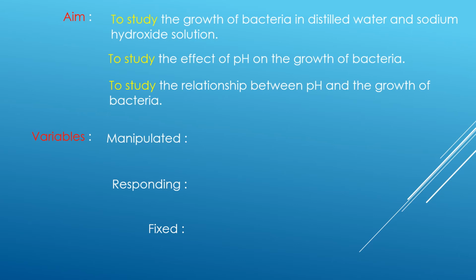Choose the correct variables to answer as asked in the question. Let us see the manipulated variable in this question. The answer is pH. If you cannot recall the word pH, you can write the different materials that have been used in the experiment. They are distilled water and sodium hydroxide solution. Remember, here the word you have to use is and, not or. For the responding variable, the answer is the result of the experiment.